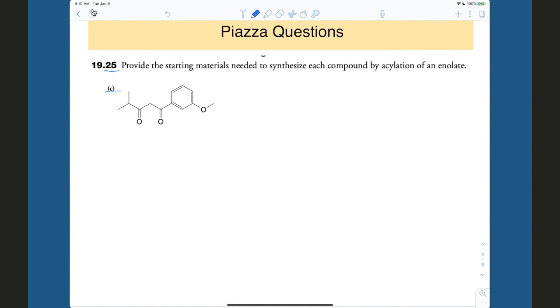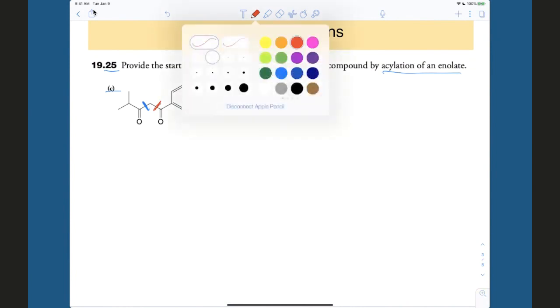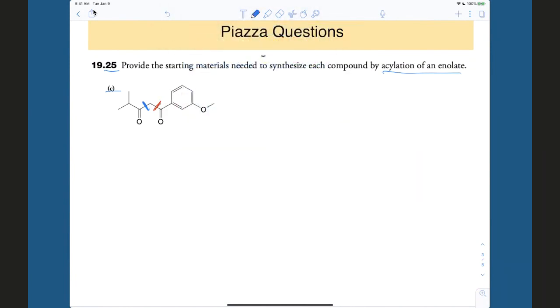Cool. And so if we need to synthesize this by acylation of an enolate, we essentially have two options. We can either choose to break this bond, or we can choose to break this bond. Acylation means we need some sort of acyl donor. And while in the previous question, the best thing to use was probably an acid chloride, here we can use an ester without too much problem. So let's evaluate the blue option.